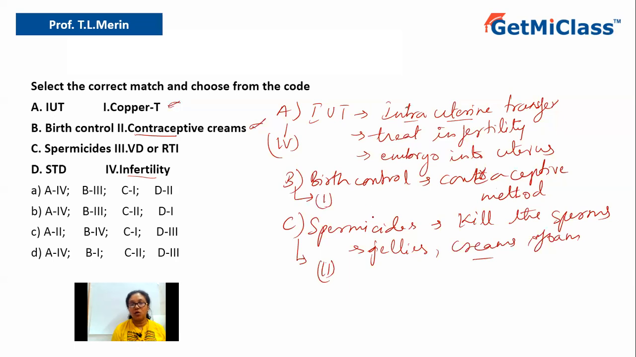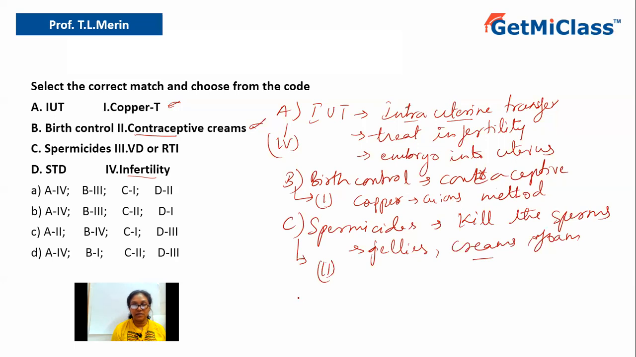So what is copper T? Copper T actually releases copper ions, and these copper ions have a spermicidal effect, as well as they can reduce the motility of the sperm. So that is the correct match.